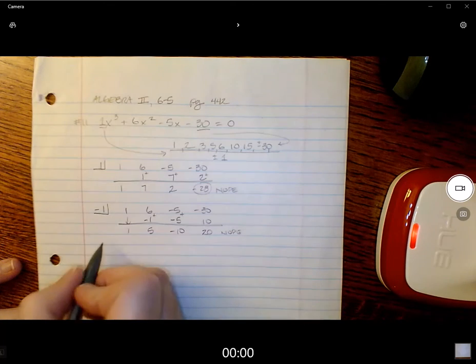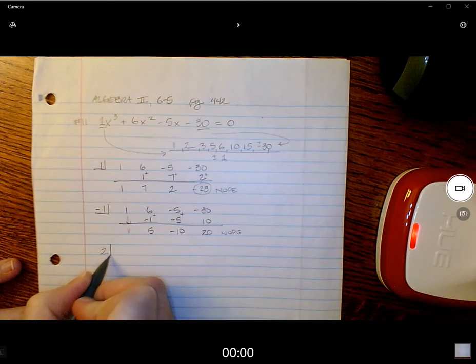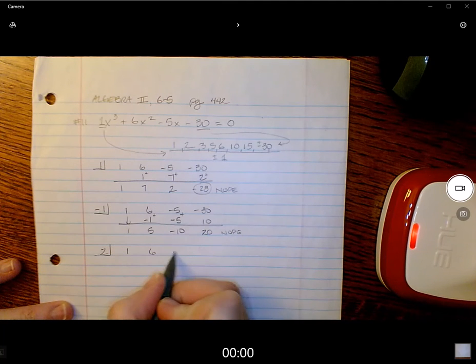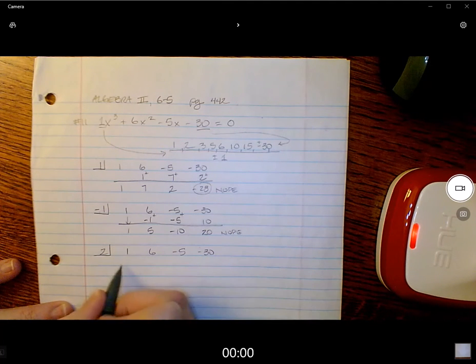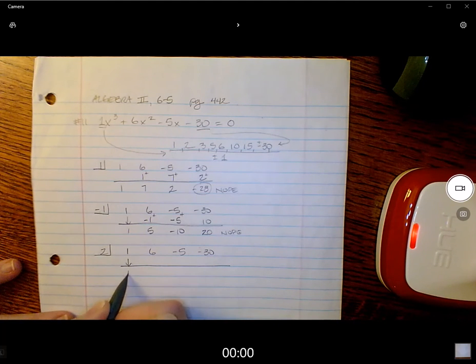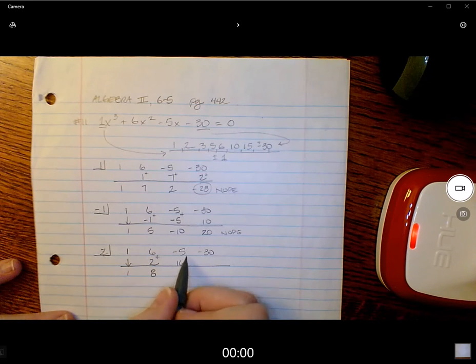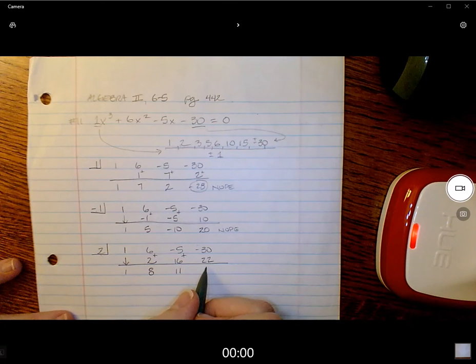I'm going to try the 2. And again, my coefficients, and draw the line, and drop down my 1. 2 times 1 is 2. 6 plus 2 is 8. 2 times 8 is 16. Negative 5 plus 16 is 11. 2 times 11 is 22. Again, we're not ending up with a 0. We've got a negative 8. So nope.